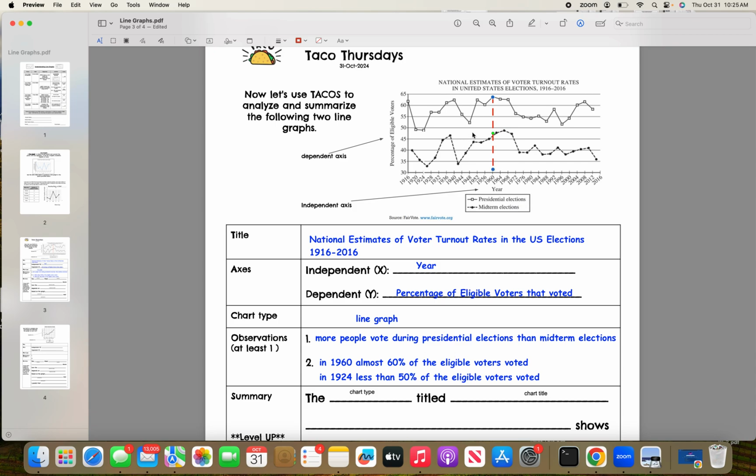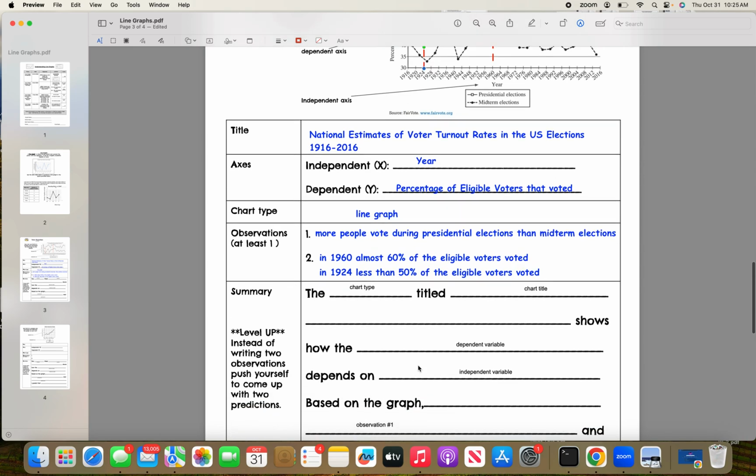And then one year that was really low was right here. What year is that? That was the year 1924. In 1924, less than 50% of eligible voters voted. That is interesting as well. So those are some things that stood out to me.